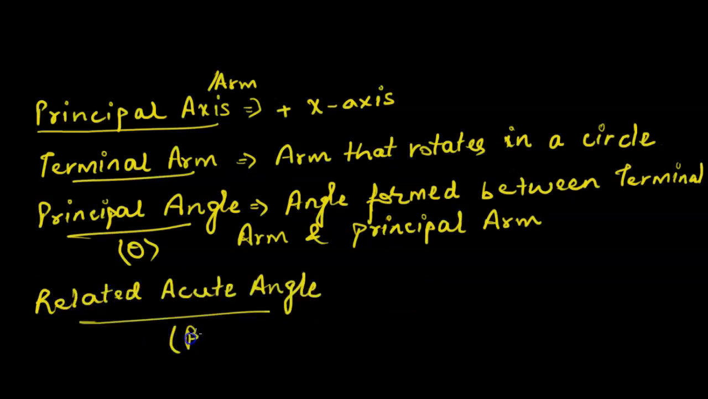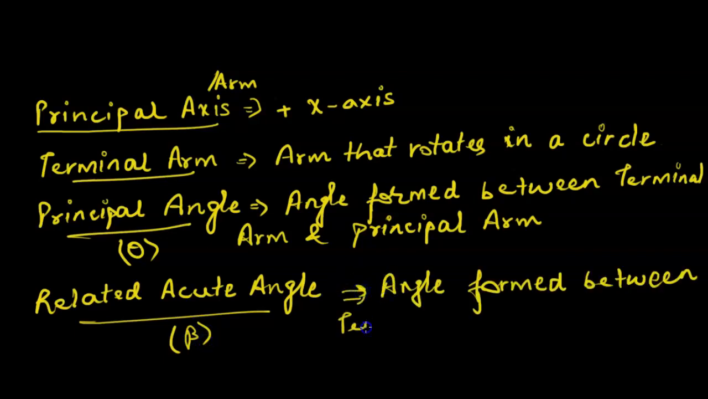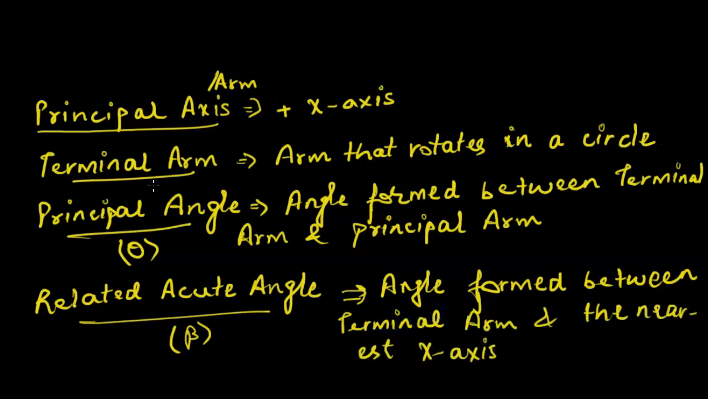Related acute angle will be represented as beta, and this is the angle formed between the terminal arm and the nearest x-axis. So let's see how these terms are going to be used on the unit circle. We know principal arm is the arm that lies on the positive x-axis. So if we divide this unit circle into 4 quadrants using a coordinate grid, then this is the positive x-axis, this is positive y-axis, negative x-axis, and this is negative y-axis.